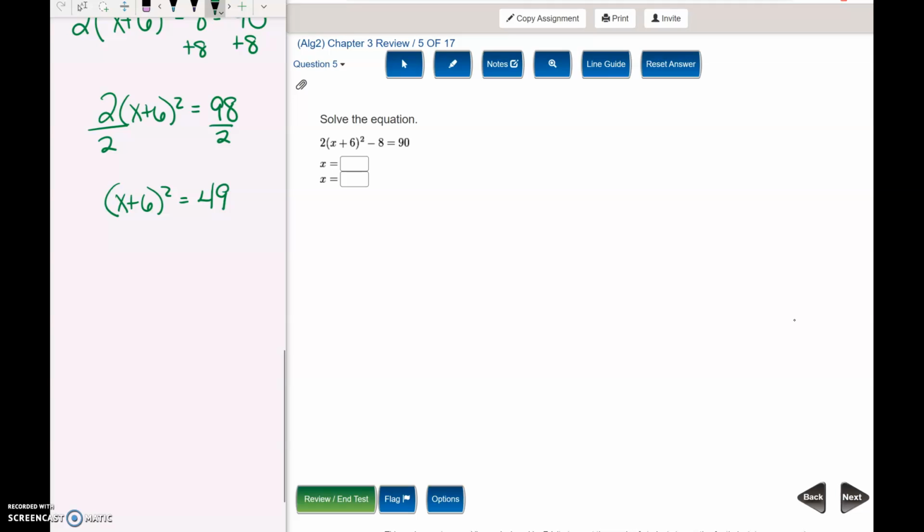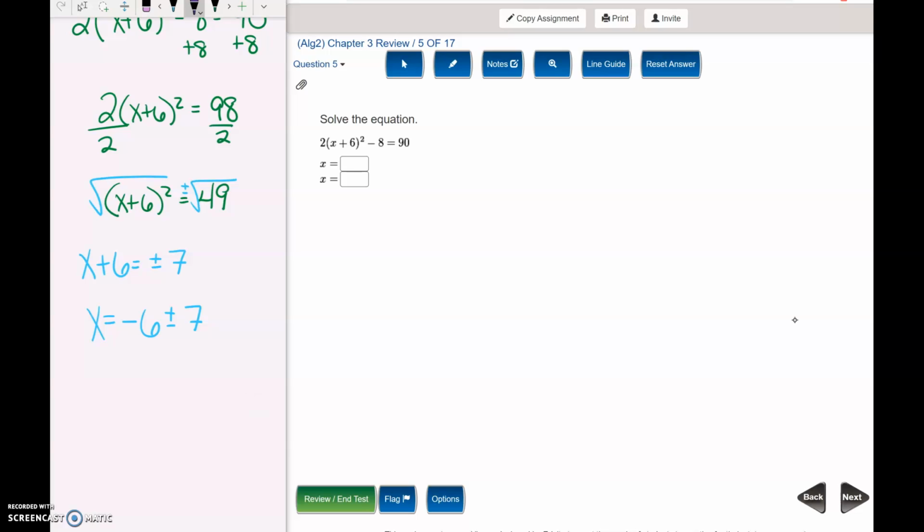To undo a square, you use a square root. And when you put a square root into a problem, you have to put a plus minus in front of it. So x plus 6 is going to be the positive or negative square root of 49. The square root of 49 is 7. Subtract 6 on both sides. We have x equals negative 6 plus or minus 7.